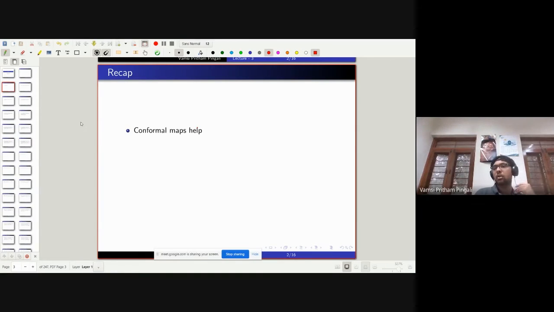First of all, you define a holomorphic map from the Riemann sphere to itself by simply declaring it as a meromorphic function on C, such that f of 1 by z is also meromorphic. Anyway, we looked at a few examples of conformal maps. In particular, we looked at these Mobius transformations, along with some other examples.